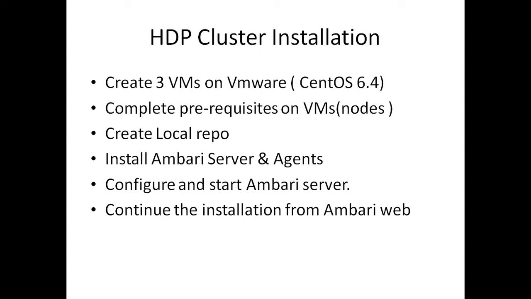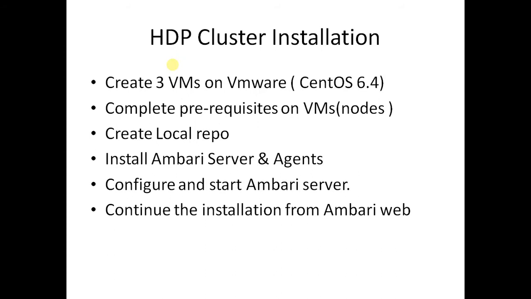Then we have to download the repositories, those tar files, from the Hortonworks website, and create local repositories for Ambari, HDP and HDP Utils. Once that is done, we can install Ambari server on one machine and agents on all the nodes. Then we have to do certain configurations for Ambari server, and also update the Ambari agent files to point to the correct Ambari server machine. After that we can start Ambari server as well as the agents. Once it is started, we can continue the installation from the Ambari web console, at the Ambari server IP address on port 8080, which is the port Ambari uses. So these are the steps.